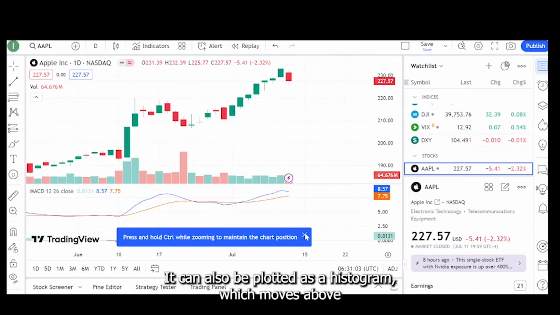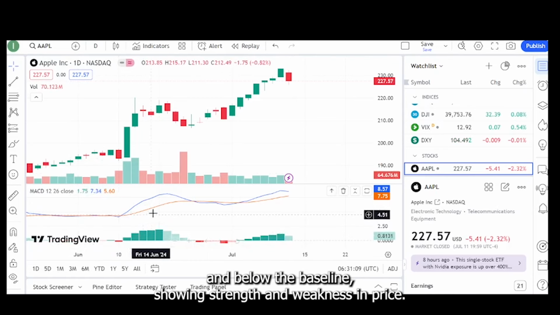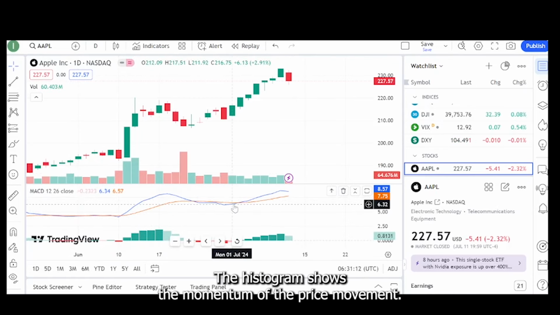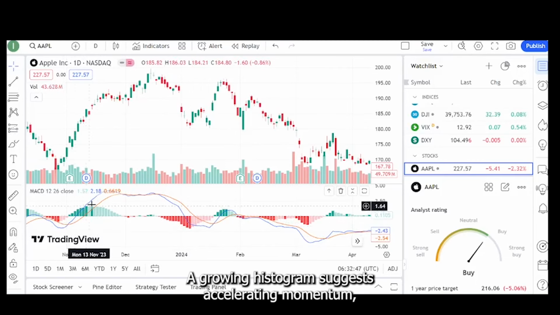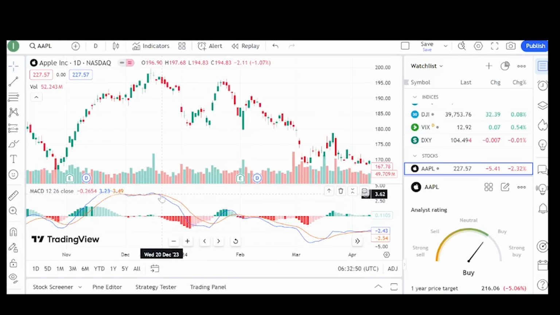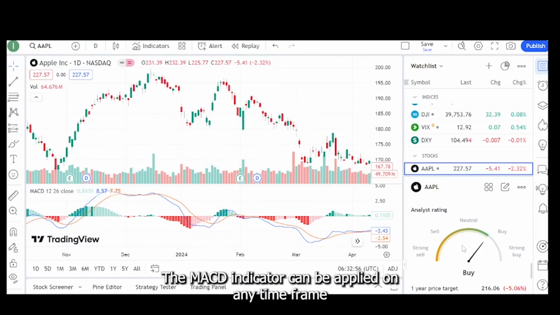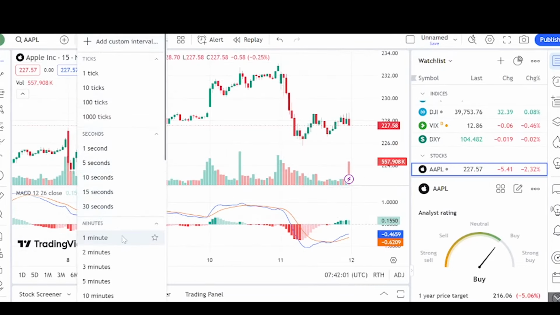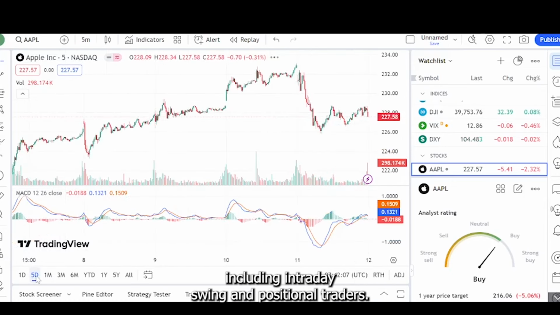It can also be plotted as a histogram, which moves above and below the baseline, showing strength and weakness in price. The histogram shows the momentum of the price movement. A growing histogram suggests accelerating momentum, while a shrinking one indicates slowing momentum. The MACD indicator can be applied on any time frame, from 1 minute to monthly charts, making it useful for all kinds of traders, including intraday, swing and positional traders. This indicator is mostly used in bullish markets to make profits.